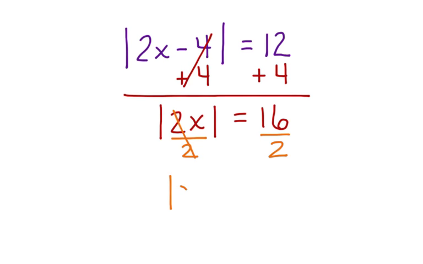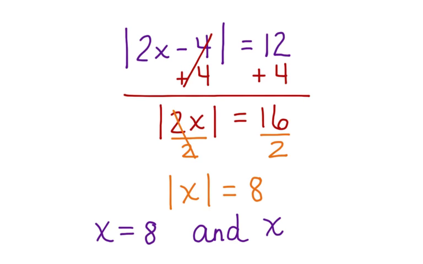And we have the absolute value of x is equal to 8. Again, now we can write a true statement. We can write x is equal to 8 and x is equal to negative 8. These are our two solutions for our problem.